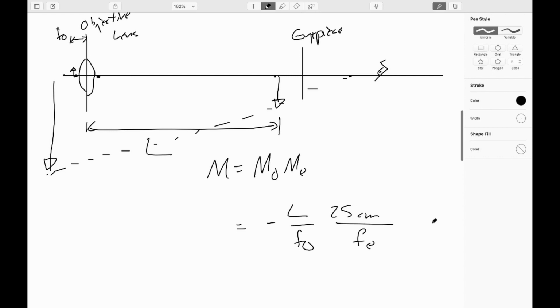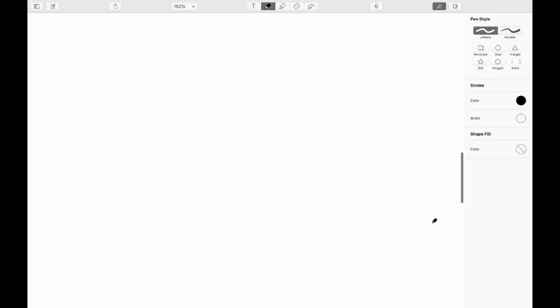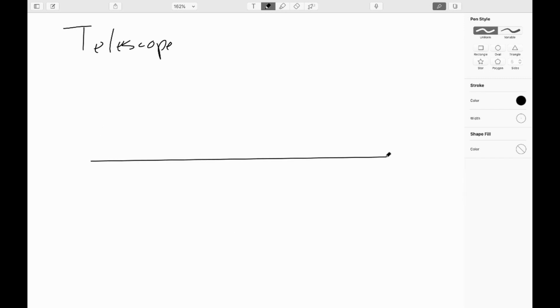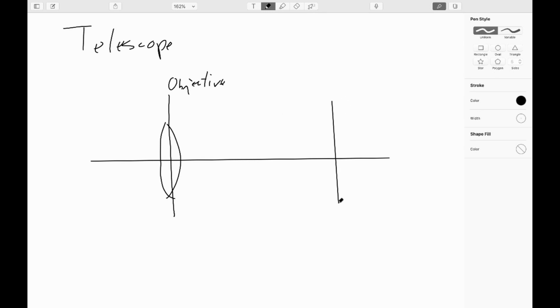Okay, that's great, you say, but what if the thing I want to see better is really far away? Well, then you make yourself a telescope. So again, same deal here. You're going to have an objective lens, and an eyepiece.